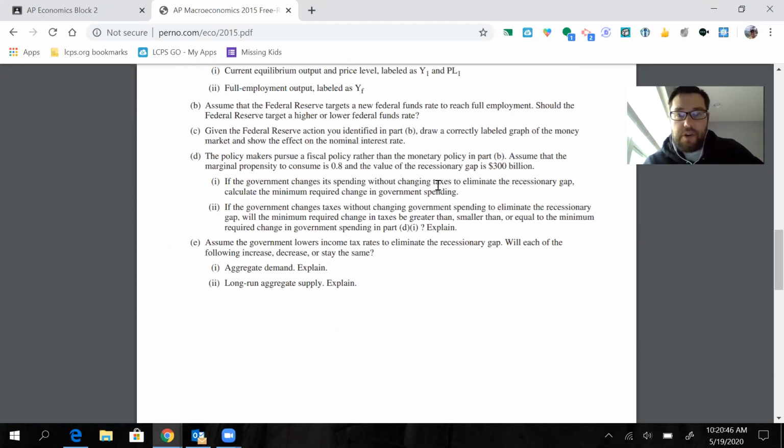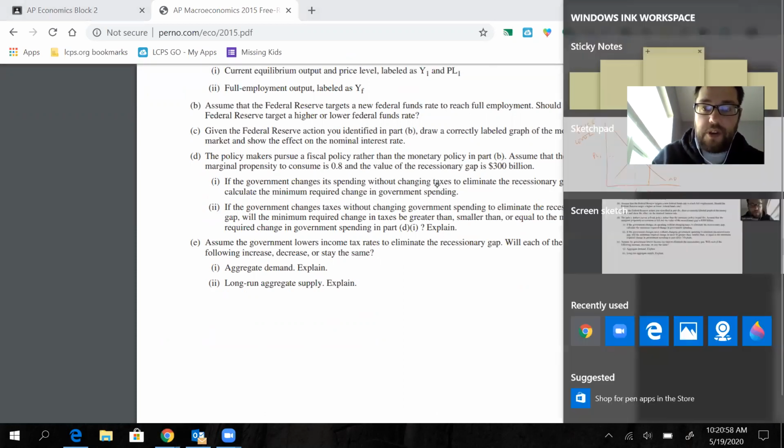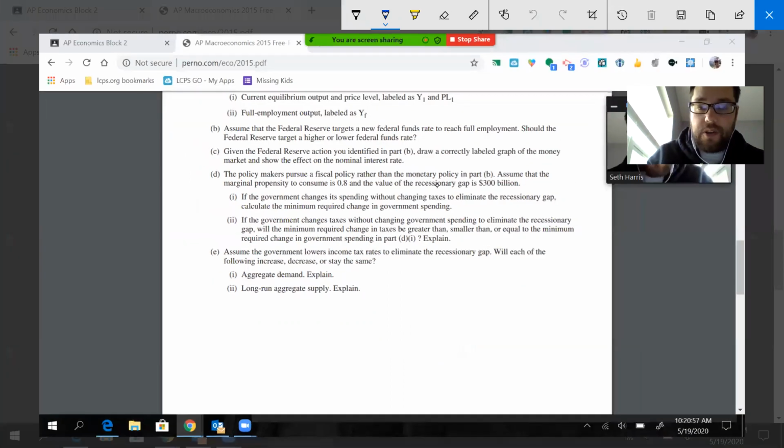Assume that the Federal Reserve targets a new federal funds rate to reach full employment. Should the Federal Reserve target a higher or lower federal funds rate? Okay, so this is essentially a straight up question. What should the Federal Reserve do to close this gap? So we know we're in a recessionary gap. We need to expand our output to try and get closer to full employment output. So therefore, you should be thinking about what does the Federal Reserve need to do to be expansionary?